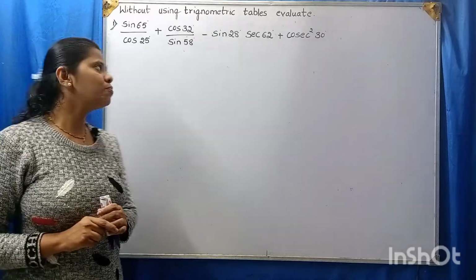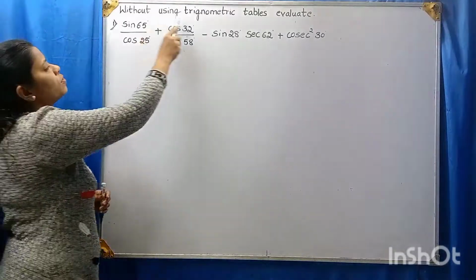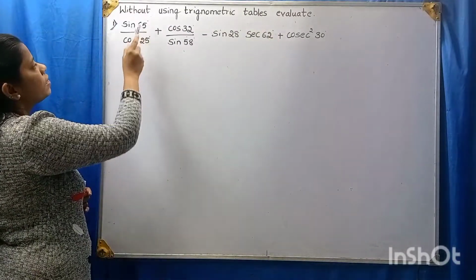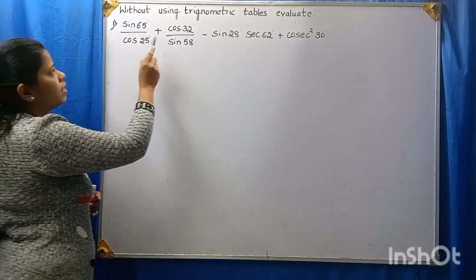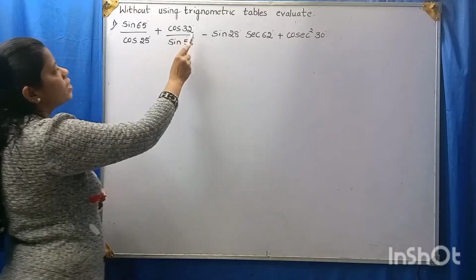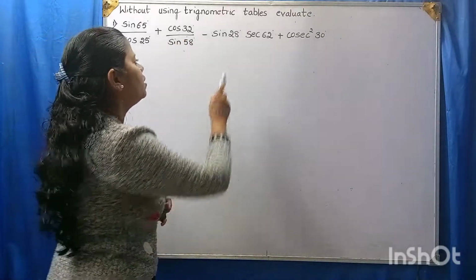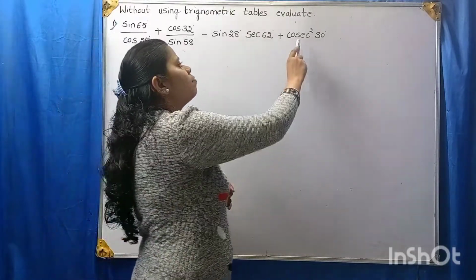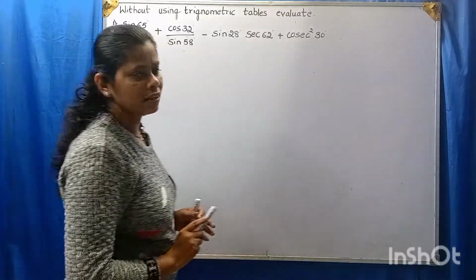Now let's solve this problem without using trigonometric tables. Evaluate sin 65 degree divided by cos 25 degree plus cos 32 degree divided by sin 58 degree minus sin 28 degree into secant 62 degree plus cosecant square 30 degree.